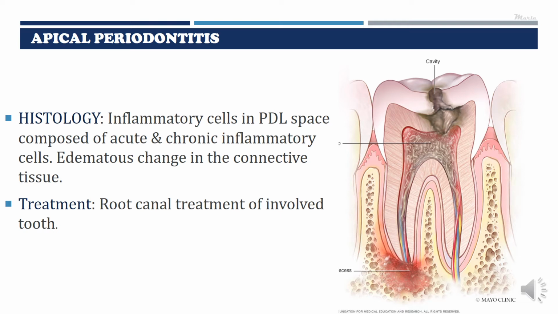Histologically, generally there is no biopsy required for a simple case of apical periodontitis, but if at all a tissue is studied from the periapical area, it will show inflammatory cells in the periodontal ligament space. These cells can be acute or chronic inflammatory cells based on the stage of the disease. Also, edema can be seen in the connective tissue. Treatment for apical periodontitis definitely includes root canal treatment because the infection has involved the pulp and the periapical area.